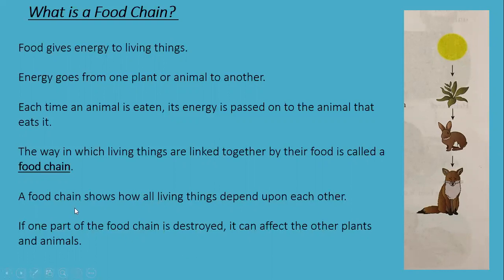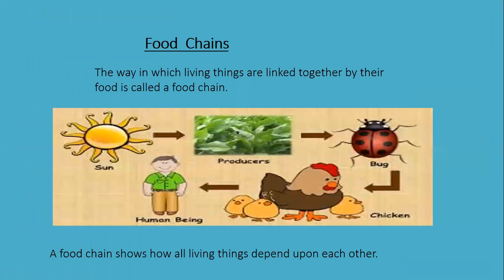Let's see, a food chain shows how all living things depend upon each other. If one part of the food chain is destroyed, it can affect the other plants and animals. It means the food chain has parts. How many parts does the food chain have?